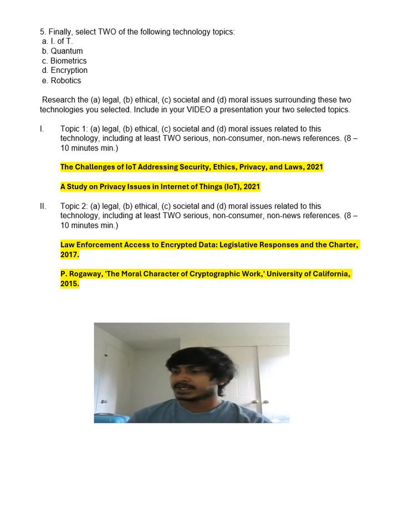Furthermore, I have also added a reference from a study on privacy issues in the Internet of Things, which highlights various privacy concerns associated with IoT devices, and discusses the implications of inadequate privacy measures and the necessity for stronger compliance mechanisms to protect user data.